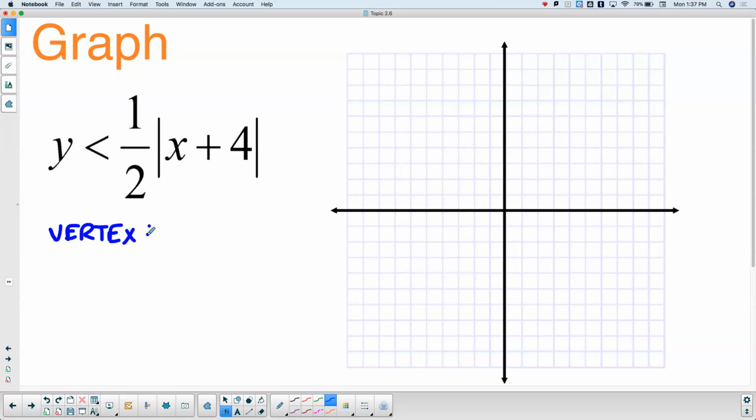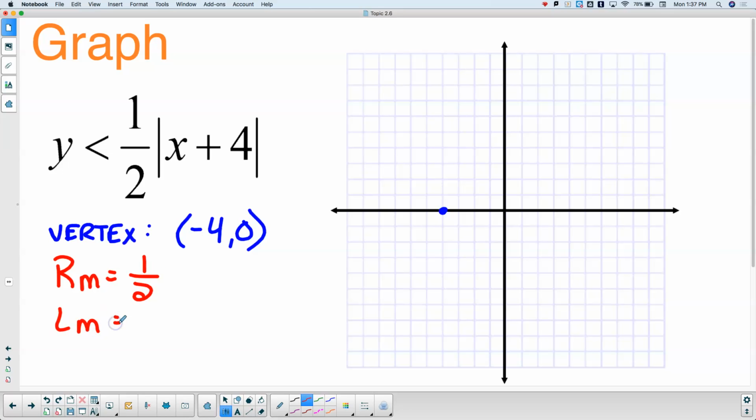Vertex? 4, 0. Do we like 4, 0? I like negative 4, 0. Right side slope, 1/2. Left side slope, solid or dashed, dashed.